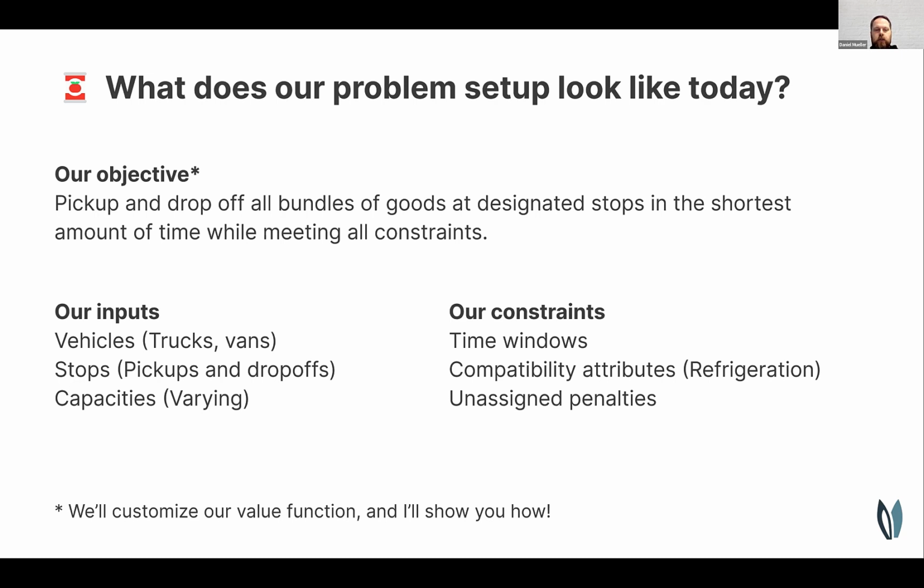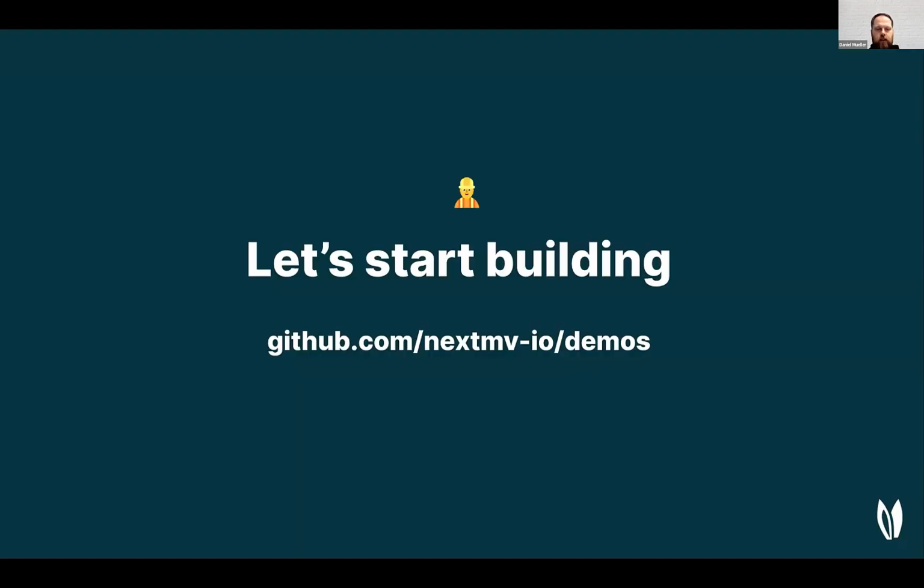So that should be considered by the model. And also we want to use unassigned penalties just to make sure that we assign as many stops as possible to our solution. I will also show you how to customize the value function with a simple example and evaluate that and compare it to the original model. So with that, let's quickly jump over to my dev environment.